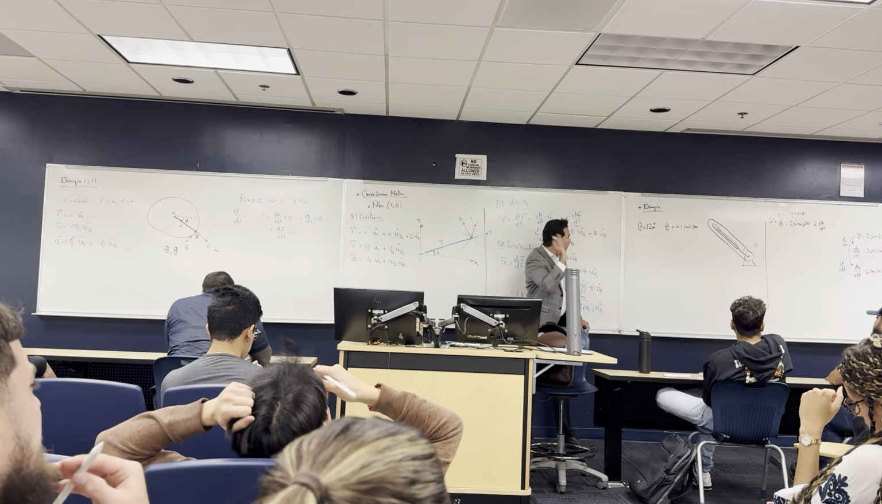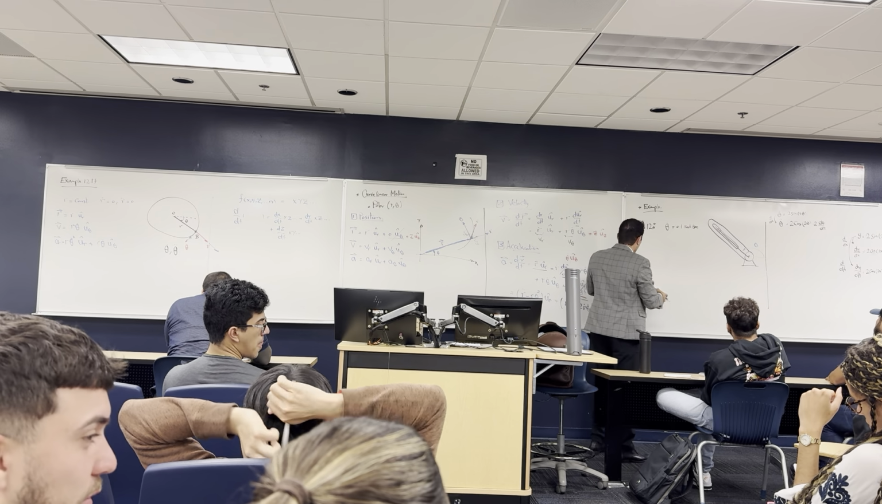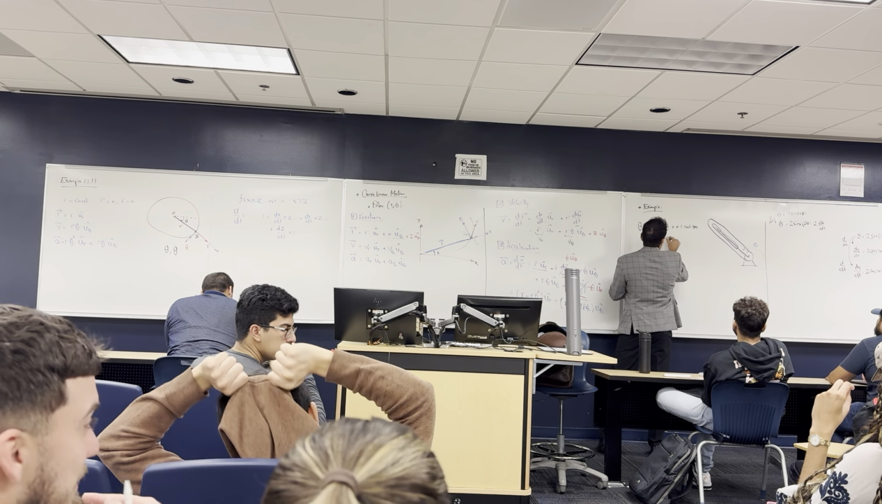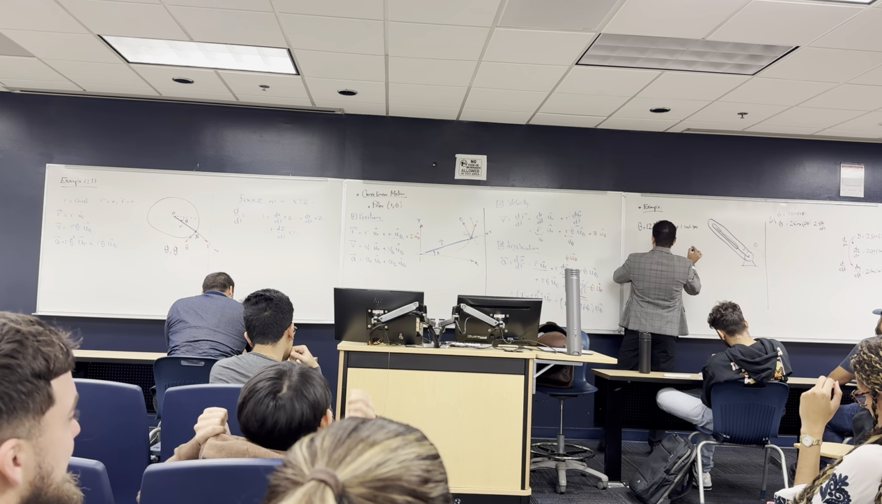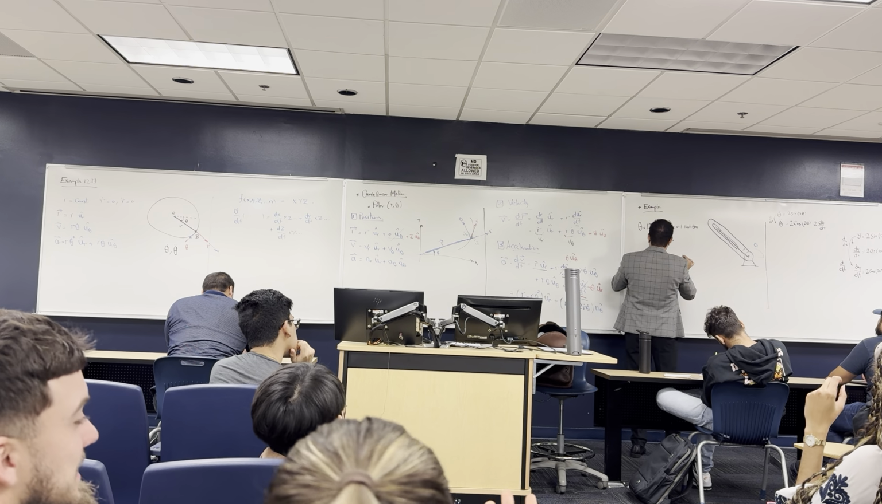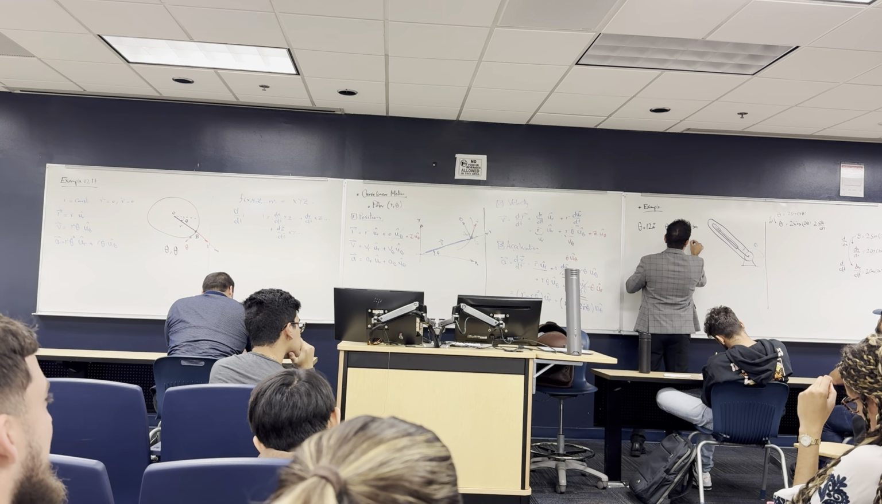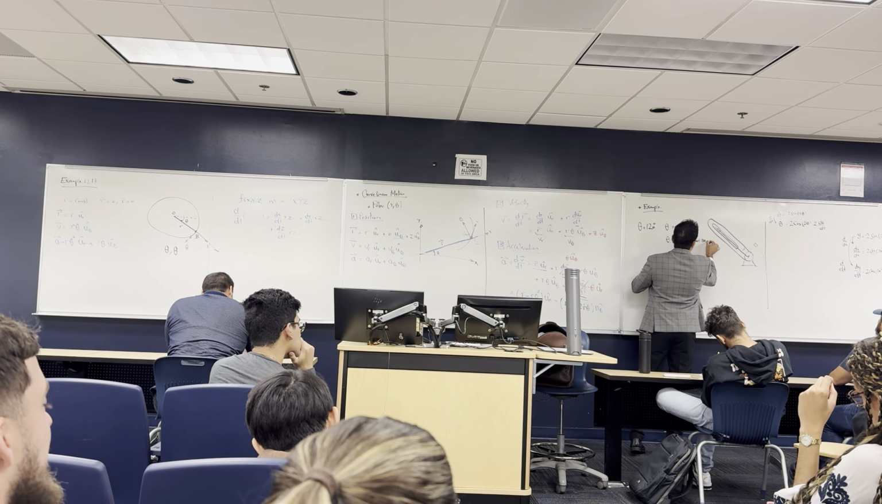Yeah. All right. But here I give you directly theta double dot is equal to negative 0.04 radian per second squared.